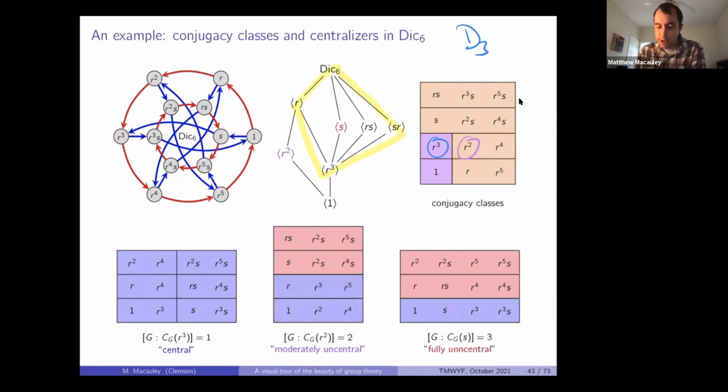S is in a conjugacy class of size 3. It commutes with 1/3 of the elements in the group. See that duality that we saw before? I know I'm going really fast, but I'm going to call this element central. It commutes with everything. This element is fully uncentral. It commutes with nothing other than powers of itself. This element is moderately uncentral.